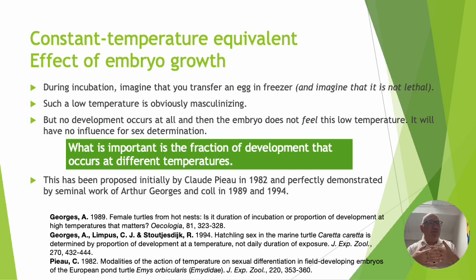So what is important is the fraction of development that occurs at different temperatures. This is not the average temperature. This is a measure that takes into account how much development occurs at different temperatures. This was proposed initially by Claude Piot in 1982 and perfectly demonstrated by the seminal work of Arthur George and colleagues in two papers, 1999 and 1994.